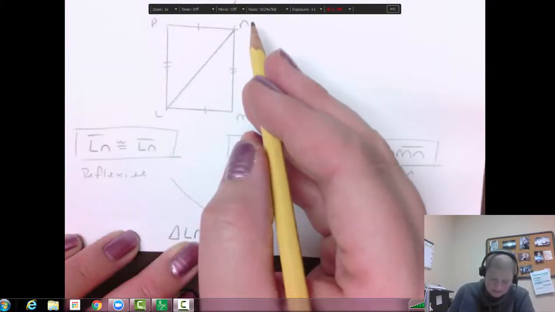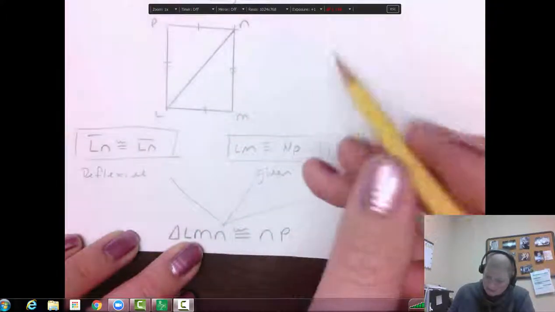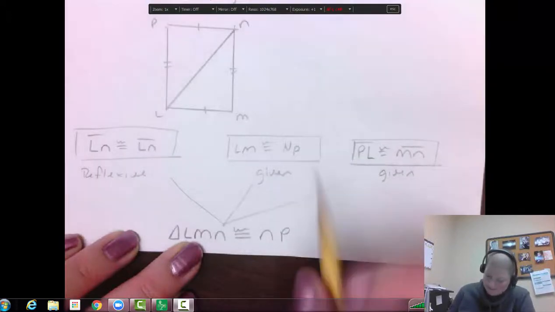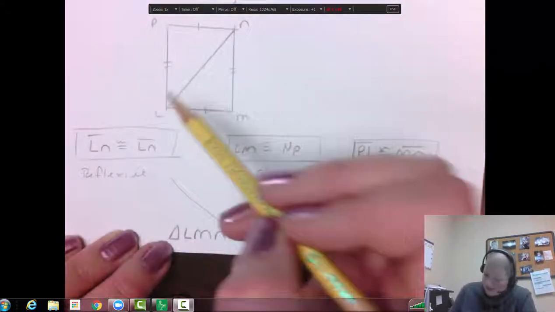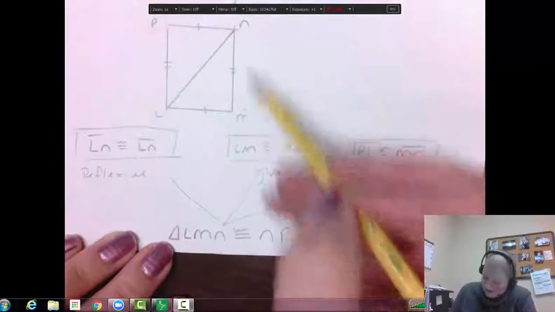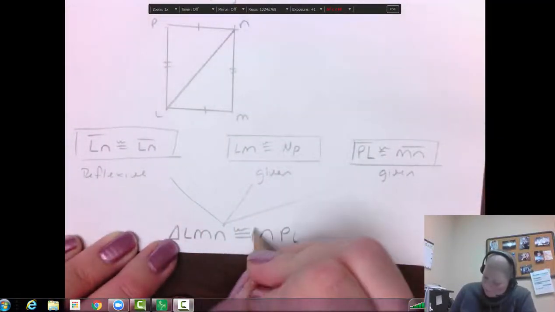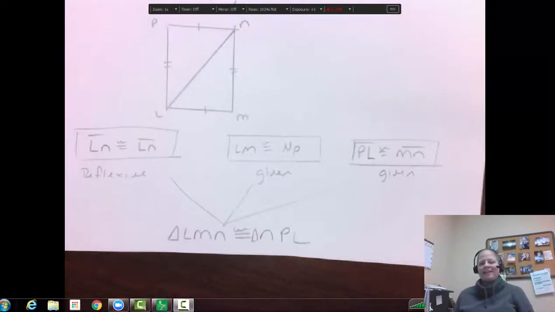Oops. Did I do two L, M, N? Oops, I didn't mean to do, no. Did I do two N's? No, I see what I'm doing. I confused myself. If I go L, M, N, I go N, P, L. Suddenly, I forgot my little triangle symbol, but I was suddenly thinking I was doing something wrong, but they both have some of the same letters in them, so it just threw me off.